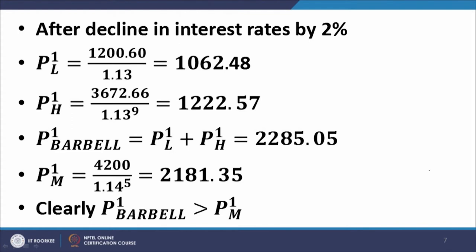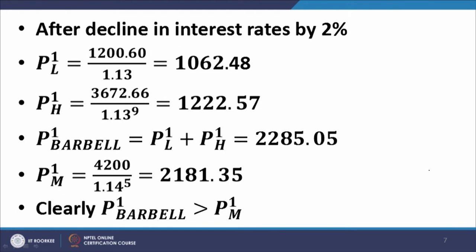It turns out to be 1062.48, dividing the maturity value of 1200.60 by the discount factor of 1.13. So, we get 1062.48, and similarly the present value of the long maturity bond, the high maturity bond H, which is a 9-year bond. So, it will have to be discounted for 9 years.